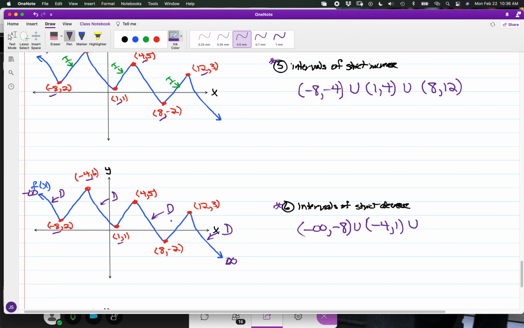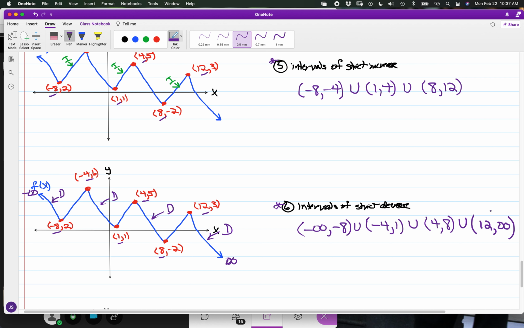And then we have going past 4, approaching 8. And then finally we have going past 12 and heading out to infinity. Okay, so those would be the intervals we have for strict decrease. All right.